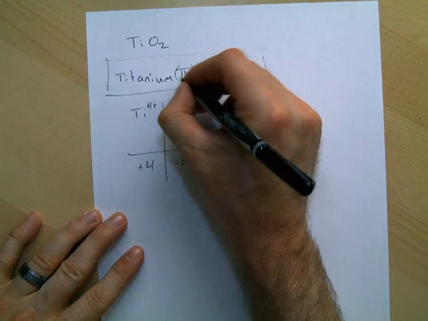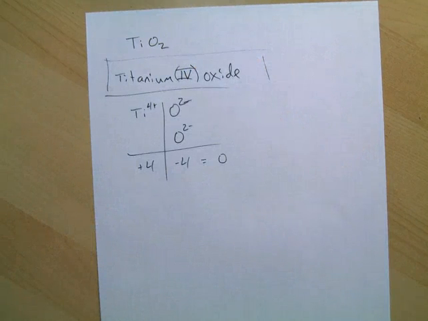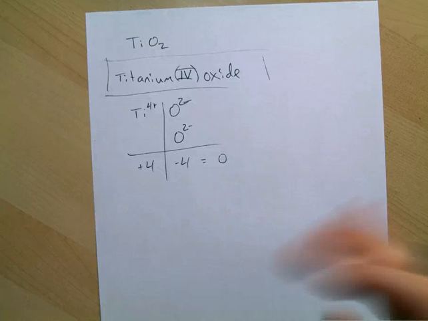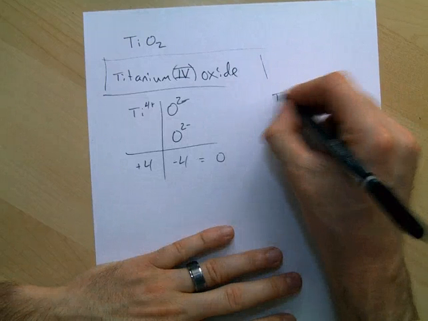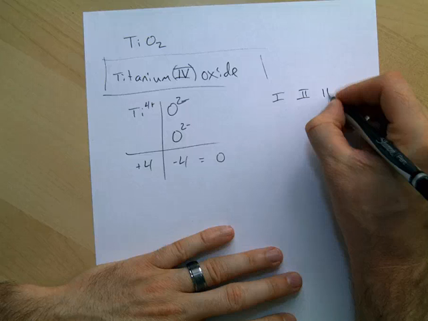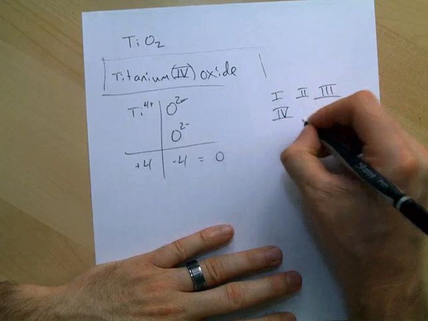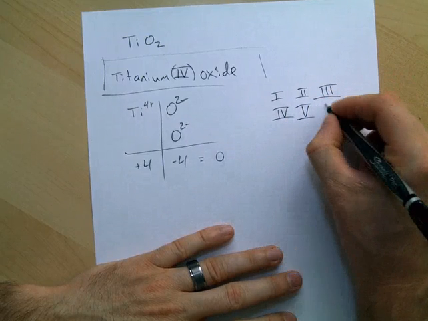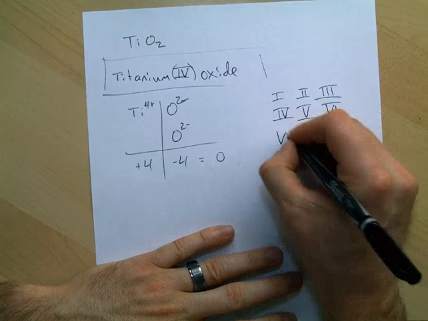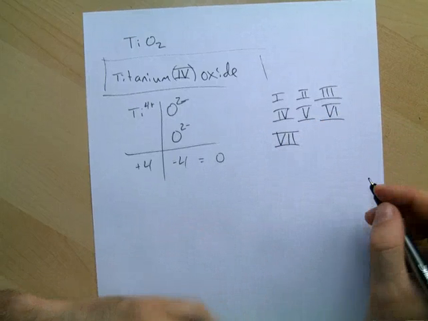Now, if you don't remember your Roman numerals, you only have to go up to about 7 in this class. So Roman numerals go 1, 2, 3, 4, 5, 6, 7. That's as high as you're going to go.